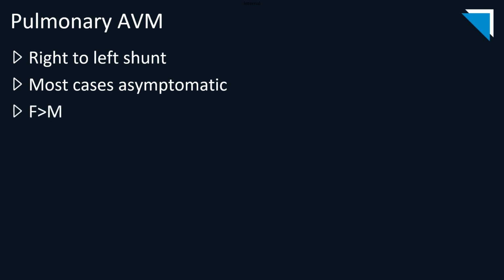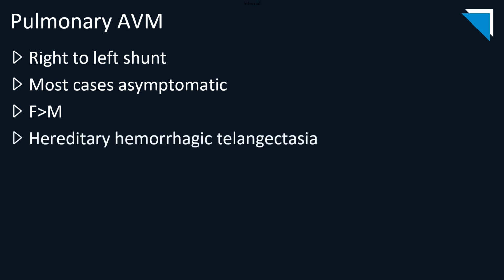Pulmonary AVMs are rare but occur more frequently in women. Congenital lesions can be associated with hereditary hemorrhagic telangiectasia. But there are also a number of non-congenital associations, including surgery, trauma, hepatic cirrhosis, and infections like tuberculosis.